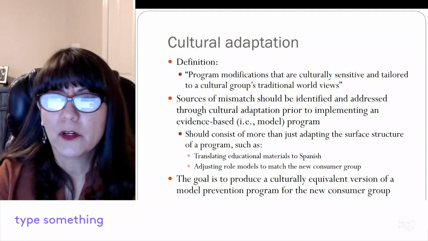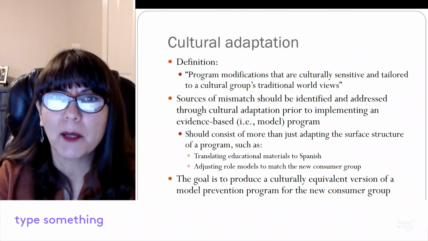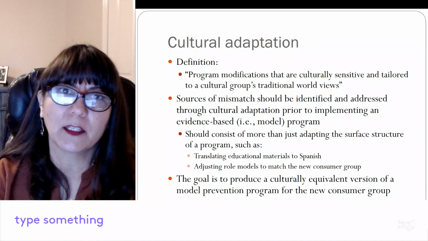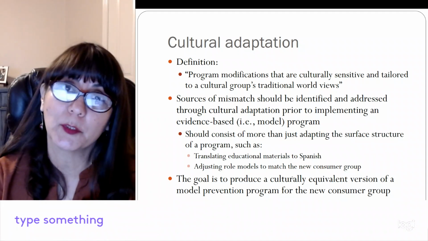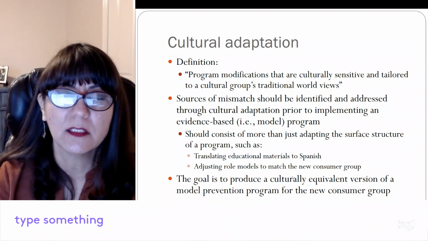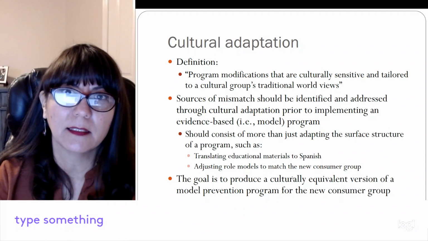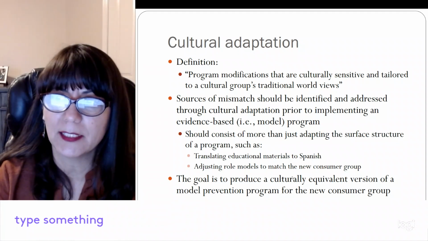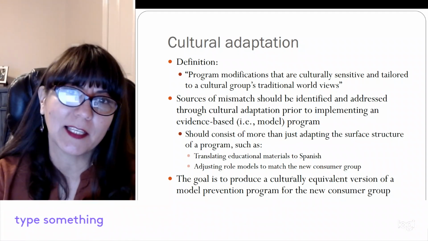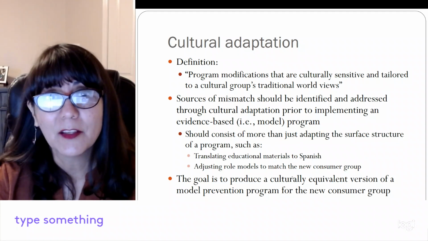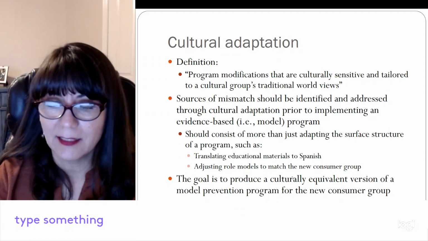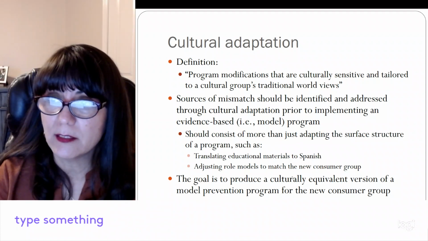So it should consist of more than just surface modifications or adaptations. And by surface, we mean you could take an entire program and simply translate it to a different language. That would be a surface type of adaptation, even though now it's available in the language of the target population. There might still be areas of mismatch, even if it was translated. Was it appropriately translated for the regional population? Does it match their unique language and dialect in that region?